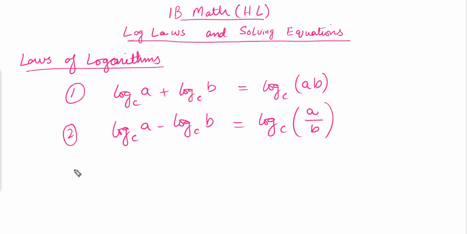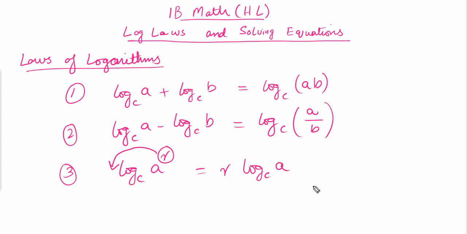The third rule says that if we have log to the base of c of a to the power of r, then this r that is in the exponent of a will be multiplied with the log. So it will become r log c of a. These are the three major rules for the logarithms.